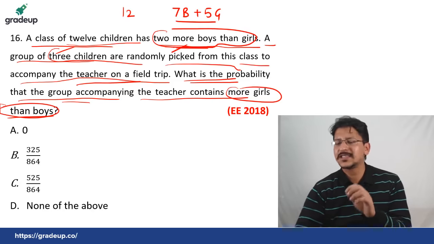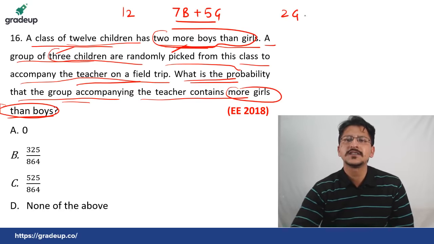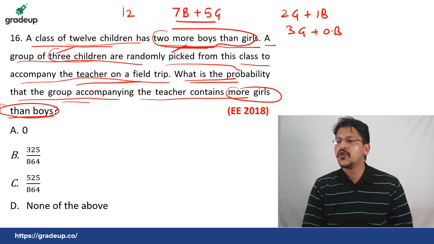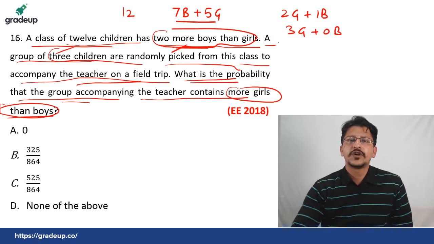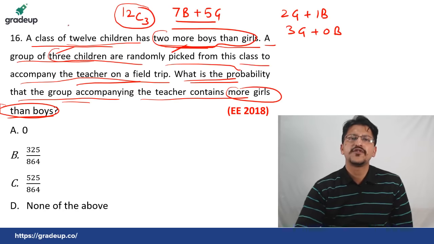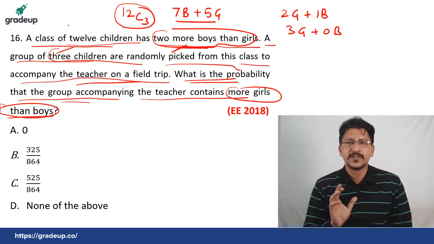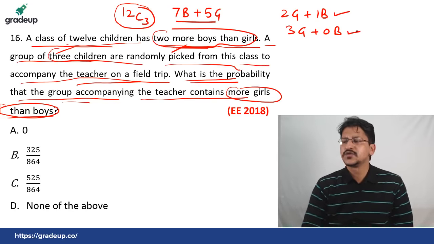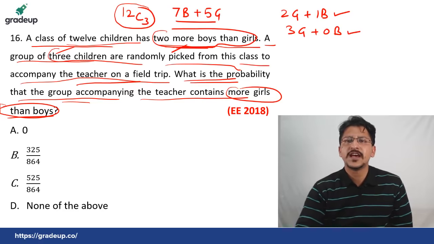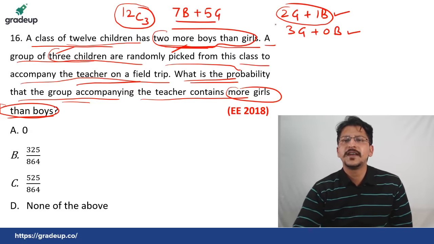So there are 2 cases that can come from this. That is 2 girls plus 1 boy or 3 girls plus 0 boys. So how will you find this? The total number of outcomes is 12C3, because from among the group of 12, you have to select 3. But the favorable one is either this one or this one. So these are 2 independent and mutually exclusive events, so their probabilities will add up.